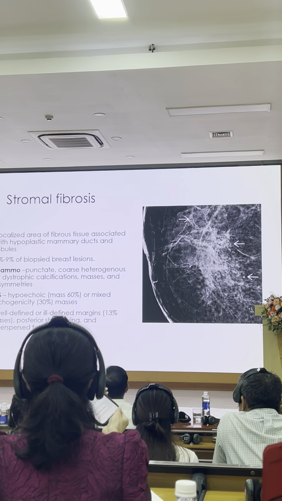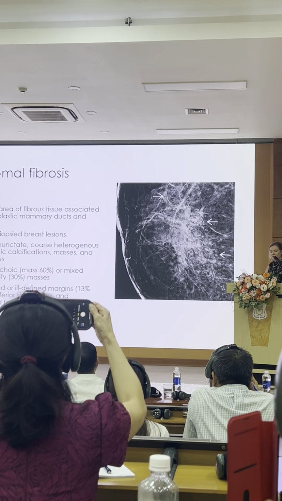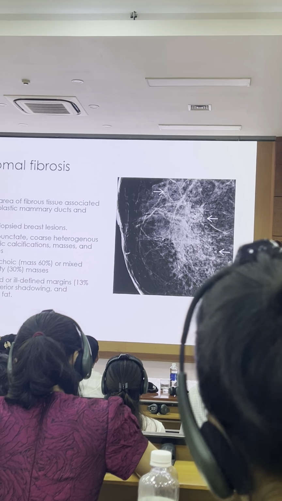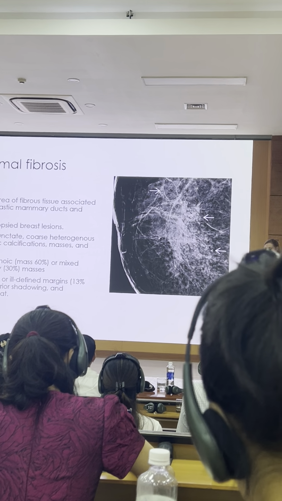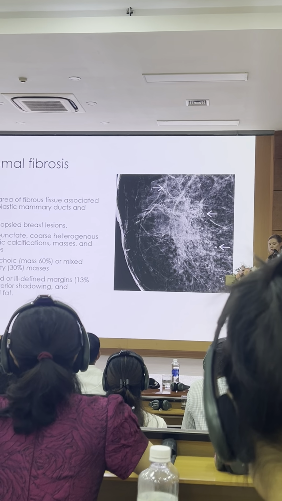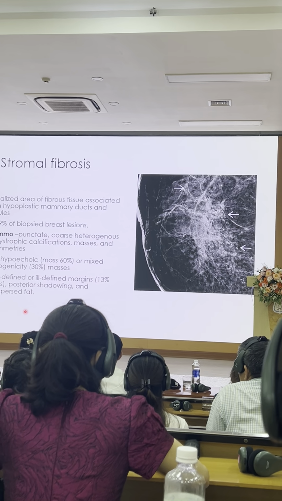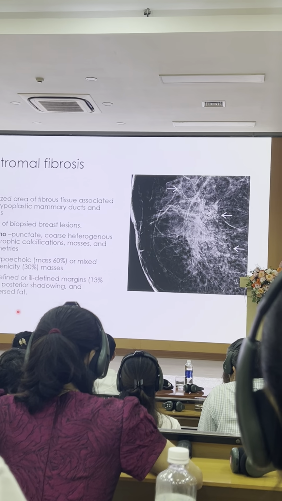Stromal fibrosis is a localized area of fibrous tissue associated with hypoplastic mammary ducts and lobules. It's present in 2 to 9% of biopsied breast lesions. On mammography, it can have a varied appearance, from coarse, punctate or heterogeneous calcification, to dystrophic calcification. It can present as a mass or asymmetry. On ultrasound, it's mostly seen as a hypoechoic mass or a mixed echogenicity mass. It can be well-defined or ill-defined. It often has posterior shadowing and there can be interspersed fat.